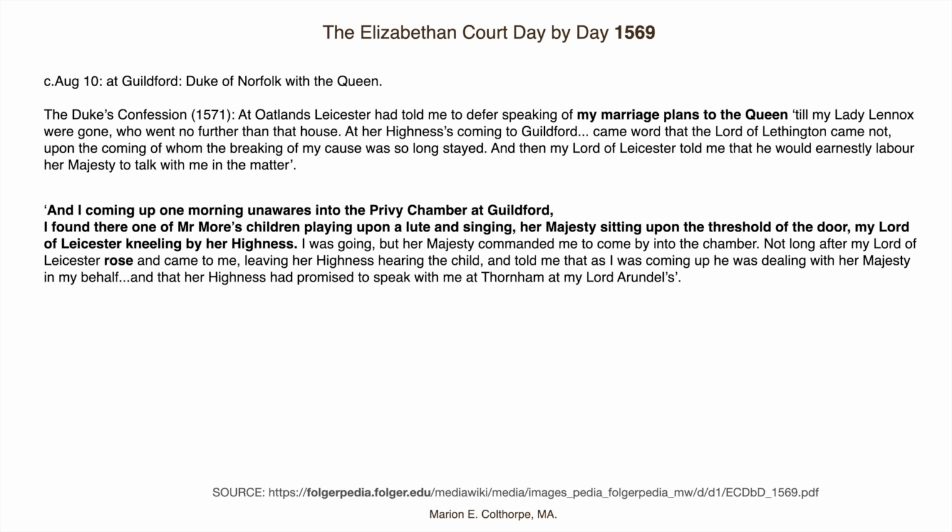I was going, but Her Majesty commanded me to come into the chamber. Not long after, my Lord of Leicester rose and came to me, leaving Her Highness hearing the child, and told me that, as I was coming up, he was dealing with Her Majesty in my behalf, and that Her Highness had promised to speak with me at Thornham at my Lord Arundel's.